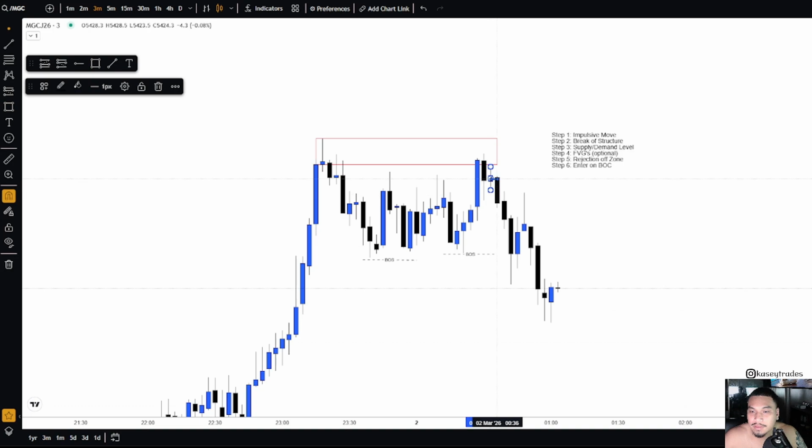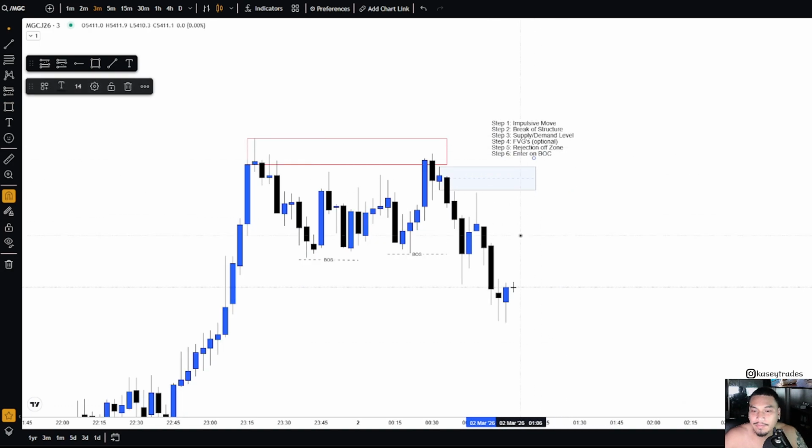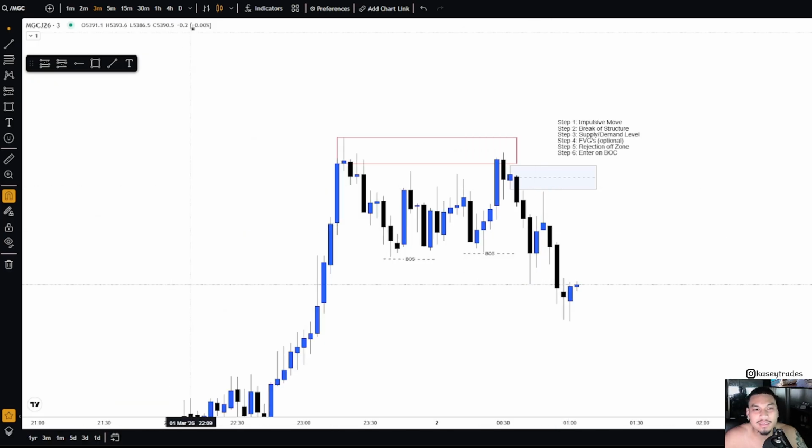So since we're in a downtrend, this would be our supply. So I saw this. Technically, it didn't hit it on the 3-minute. So I saw this come up. I was hoping it was going to tap it on the 3-minute, but then I saw price wick up and then slowly closing back down here.